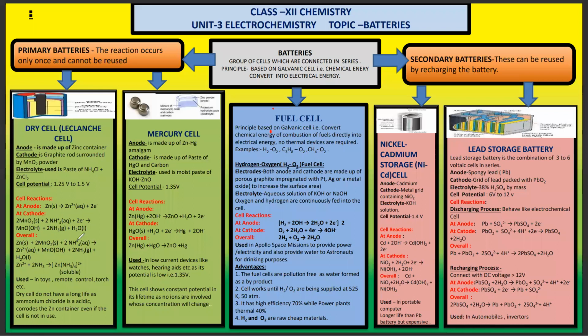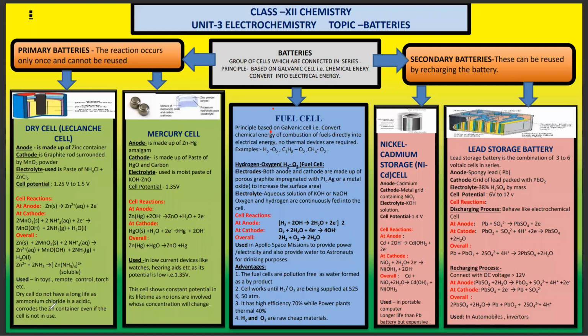And already I have told you the Zn2+ ion, which is formed at the anode, and ammonia, which is formed at the cathode, also combine to form the tetraammine zinc complex, which is soluble. Where is the use of the dry cell? Use in what? Toys, remote battery, torch, remote control, and so many other places.